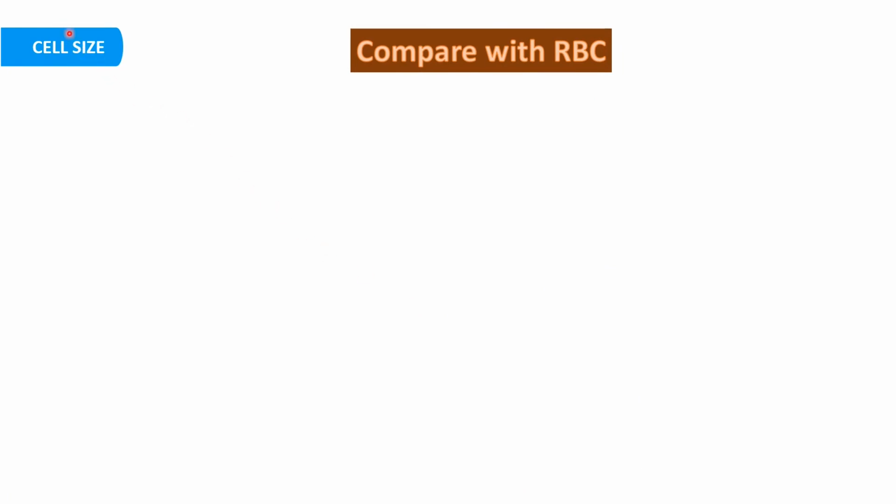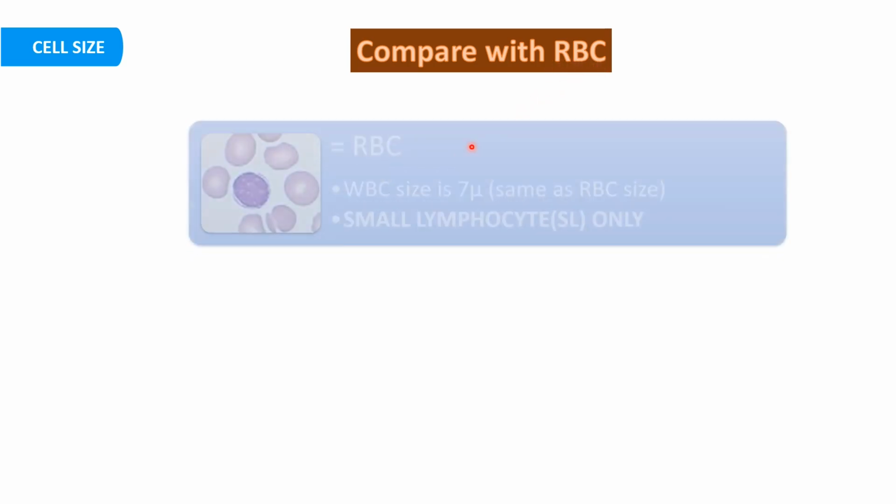So first, the cell size. How to measure it, because they are very small? We can use the help of RBCs. So we have to compare the size of WBC with the RBC. Because we know the size of RBC, it is usually 7 microns. So if we know the size of RBC, we can know the size of WBC. So we have to compare with the RBC.